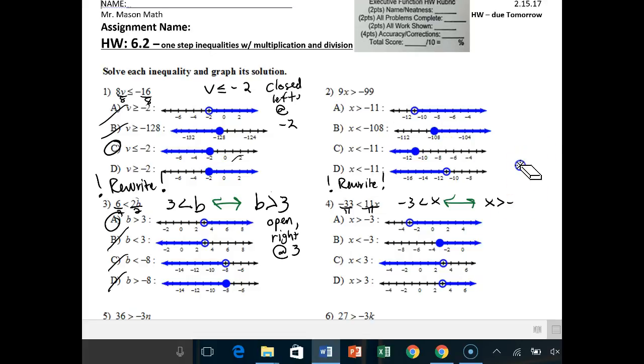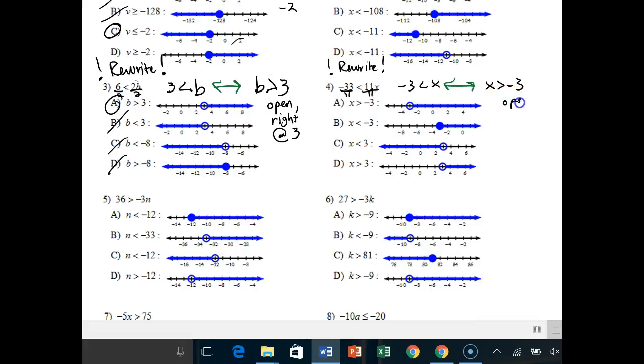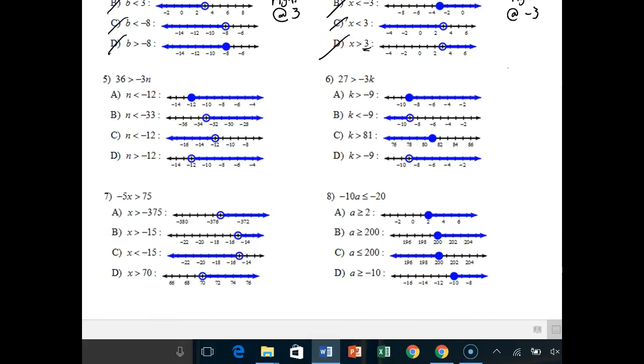x greater than -3 means I need an open circle pointed right, numbers bigger than -3, at -3. So there's at -3 pointed right. Again, A is my answer. This was closed pointed right. That's wrong. Also, it should have been pointed left according to that. This is open at 3 but pointed to the left. So numbers less than 3, which is wrong. This is open at 3 and pointing to the right, but it's at 3 when I want it to be at -3. So you've got to look at this stuff super carefully.